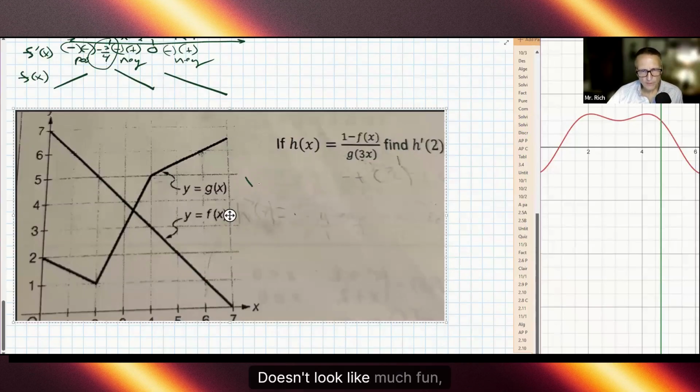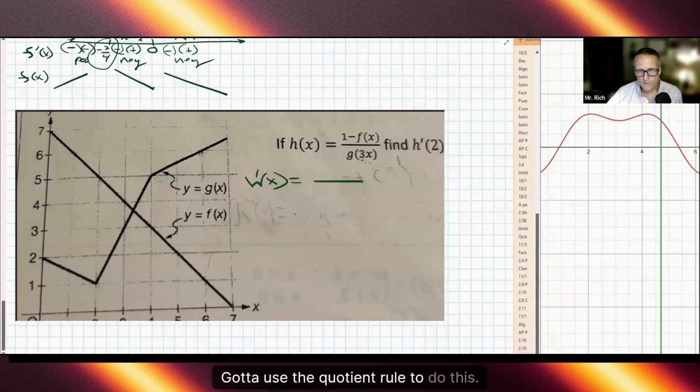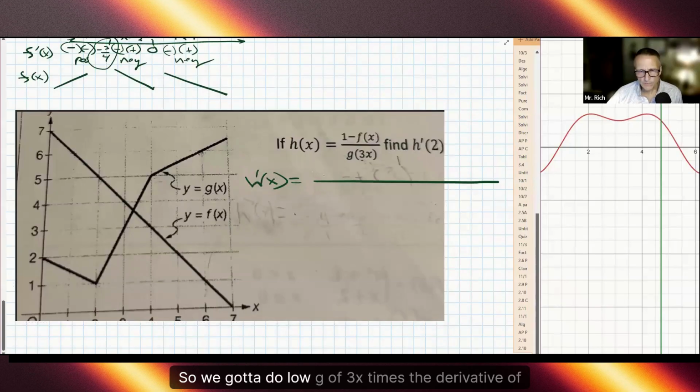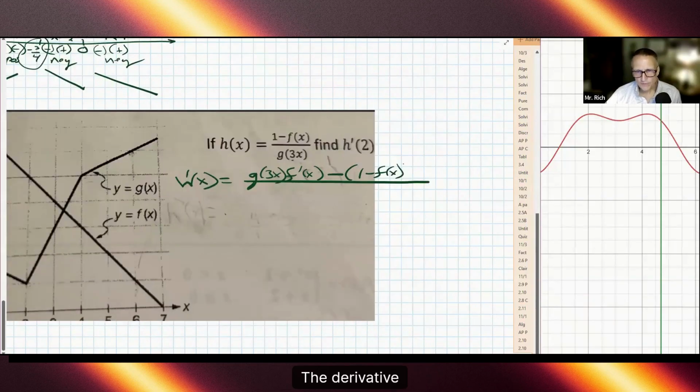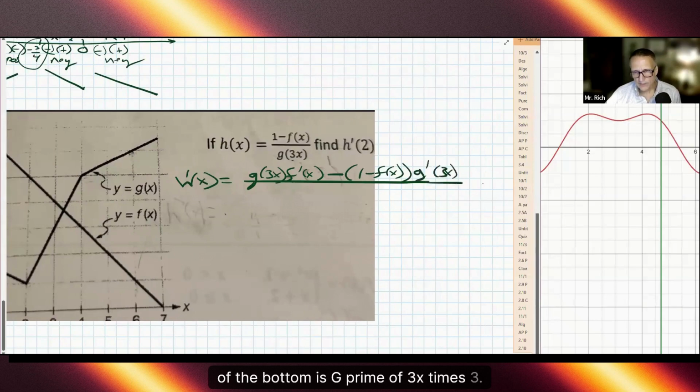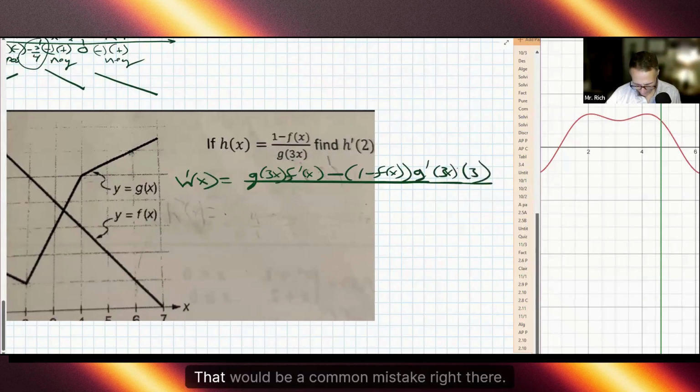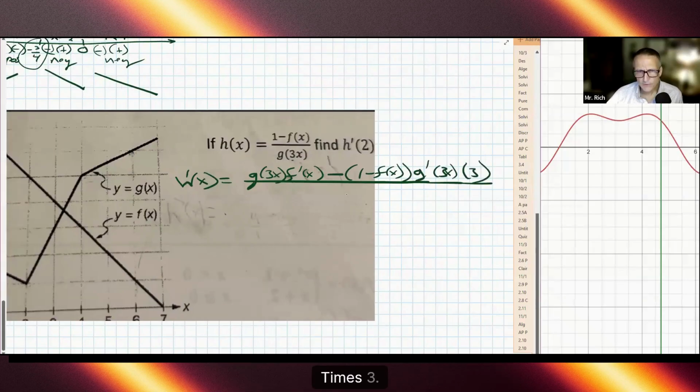Okay, doesn't look like much fun, but I've got to find h prime of x. Got to use the quotient rule to do this. So we do low, g of 3x, times the derivative of the high, that would just be f prime of x, minus high, 1 minus f of x, d low. The derivative of the bottom is g prime of 3x times 3. You can't forget the chain rule there. That would be a common mistake right there. Times 3. And then this would be all over g of 3x, the whole thing squared.